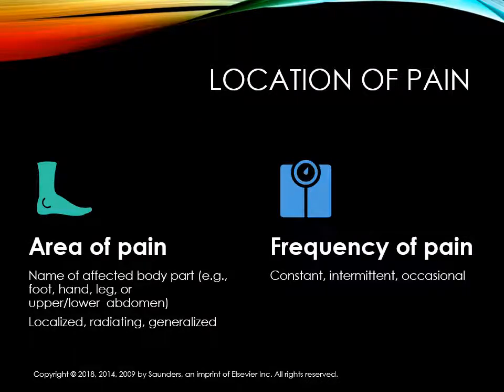When you are assessing your patient for pain, you want to consider the location of the pain. Assess the area of the pain and identify what body part is being affected by the pain, such as whether it's the foot, the hand, the leg, etc. Also, describe the pain as being localized, radiating, or generalized. In addition to that, describe the frequency of the pain and assess the patient's complaints of frequency of pain. Are they complaining of the pain being constant? Is it intermittent, or is it occasional?